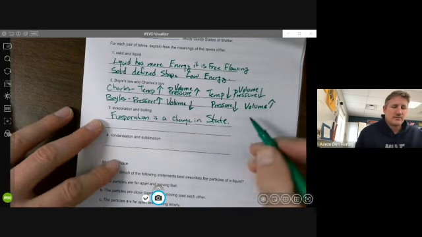Condensation and sublimation. Condensation is when a gas goes to a liquid, and sublimation, remember we did this with our dry ice, goes from a solid straight to a gas.